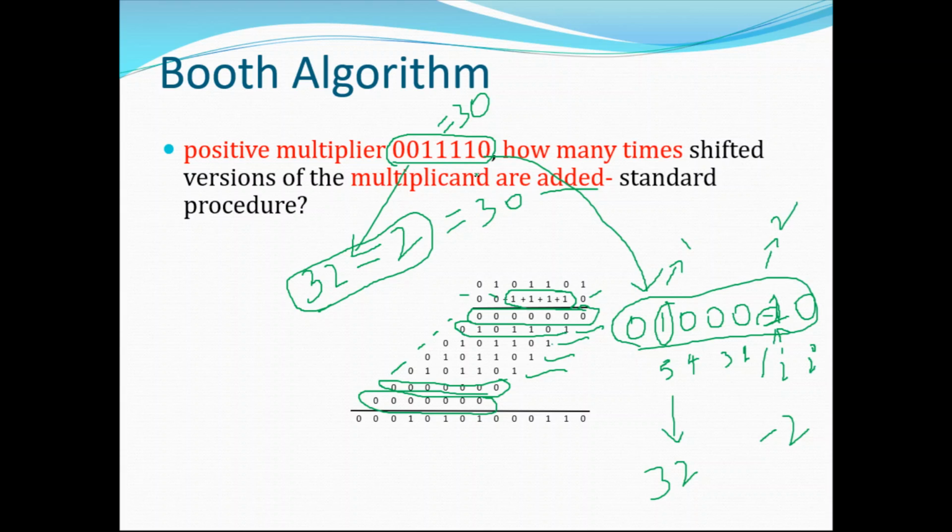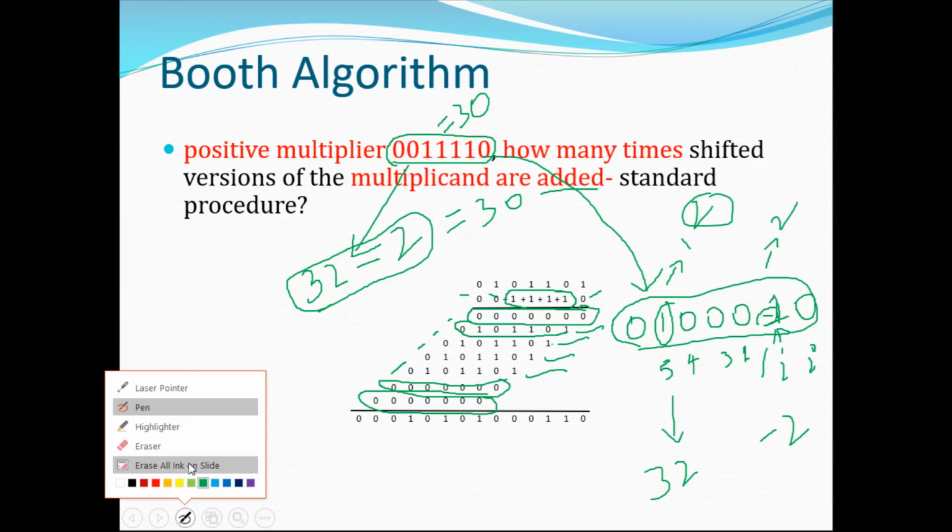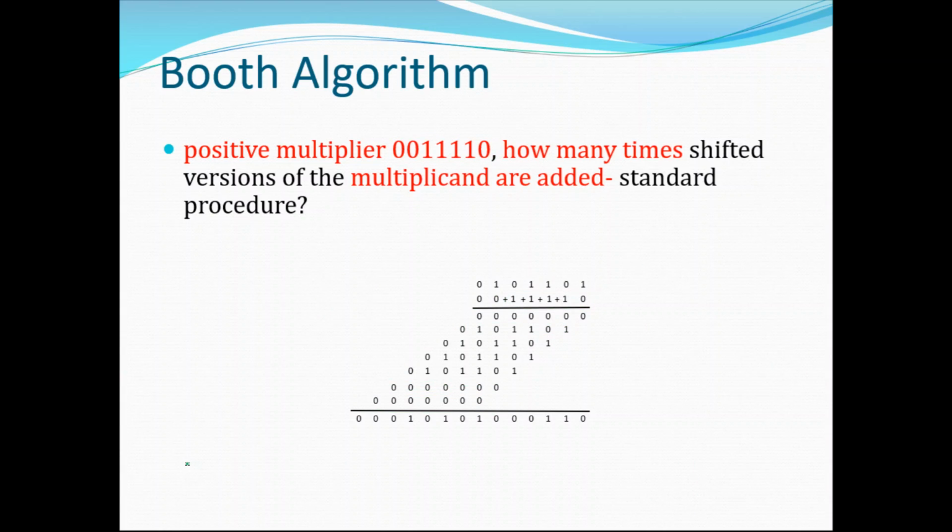Whereas in the previous representation, how many ones were there? 4 ones were there. So if there are only two ones, then the number of additions will be reduced. So only 2 times you have to add. Okay, right? So this is the core logic behind Booth's algorithm. Let us see how it fully works, right?